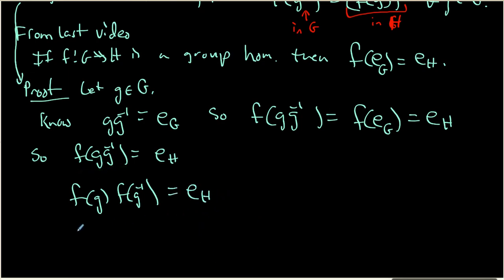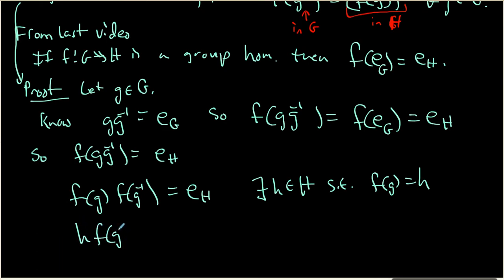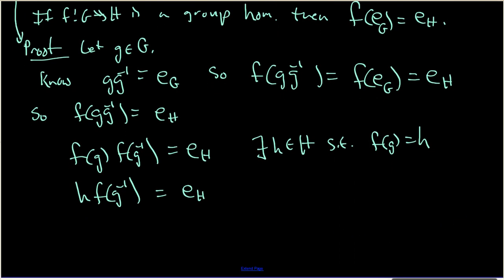Now, the fact that f takes elements in G into elements in H means there exists an h inside capital H such that f of g is equal to little h. And using that, we can rewrite this equation as h times f of g inverse is going to be equal to e_H. Well, what we're now going to do is pre-multiply by h inverse, which has to exist because H is a group.